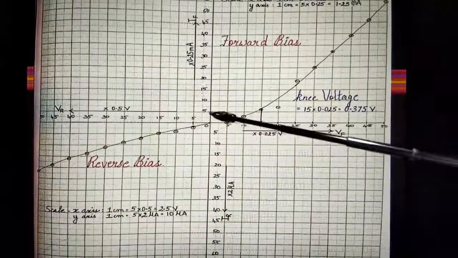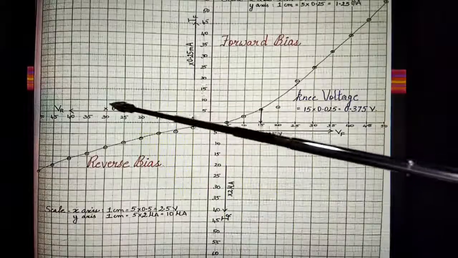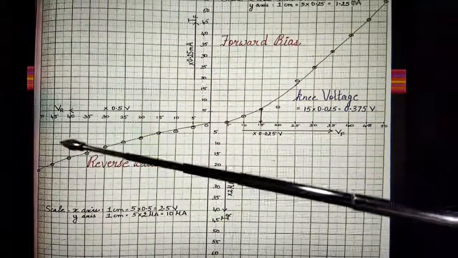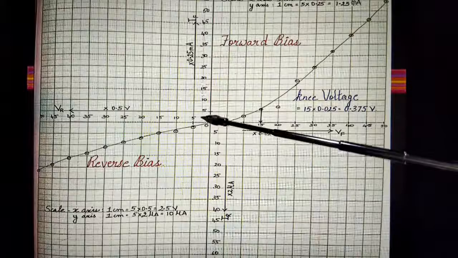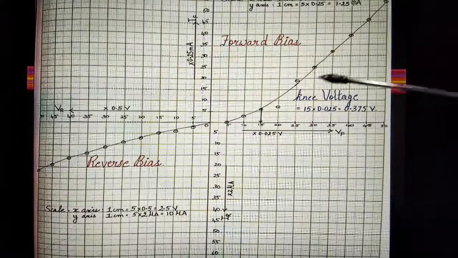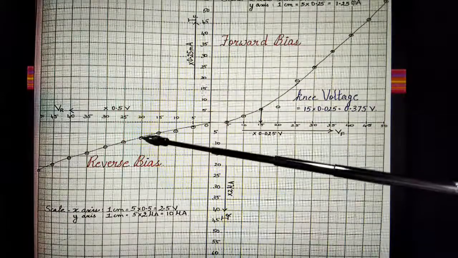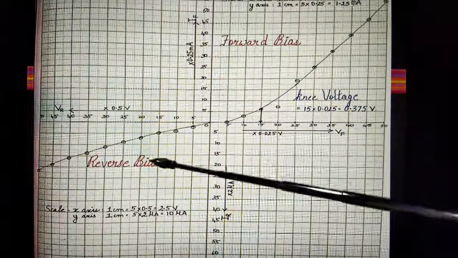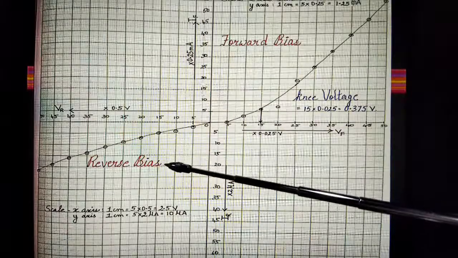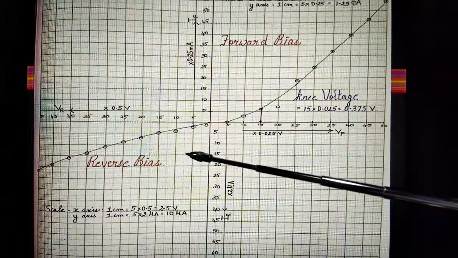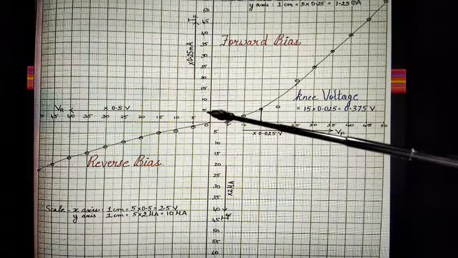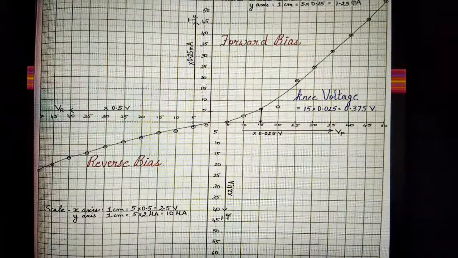And again, observe in the reverse bias, with the increase in the voltage, there is no major variation in the current. The current increase is very small when compared to this increase. This is because the current is due to minority charge carriers. So the number of minority charge carriers will be less, and therefore current is also less.